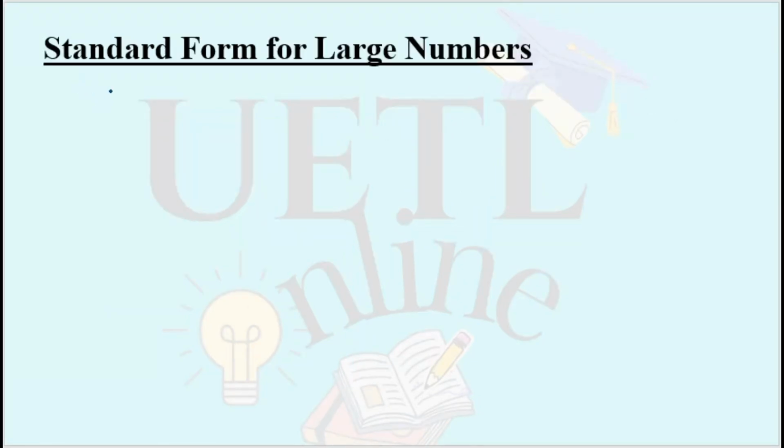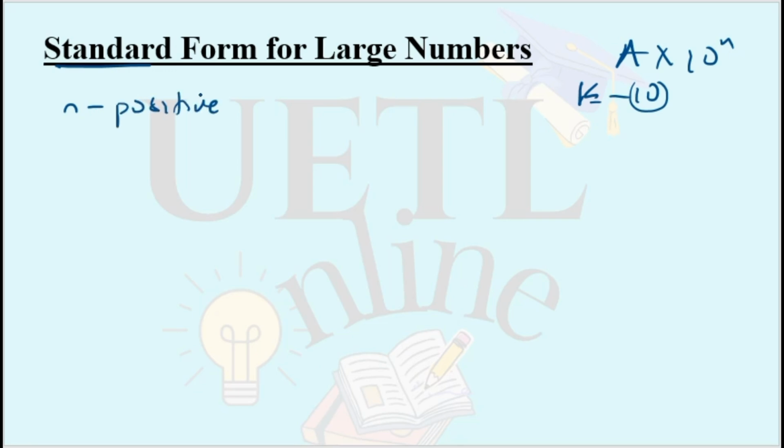First, let's look at standard form for large numbers. You have to remember that when a number is said to be in standard form, it has to be a times 10 to the power n, and this a has to be from 1 up to 10, where 10 is not included. When it is standard form for large numbers, n should be a positive number. This is how you know that it is for a large number.